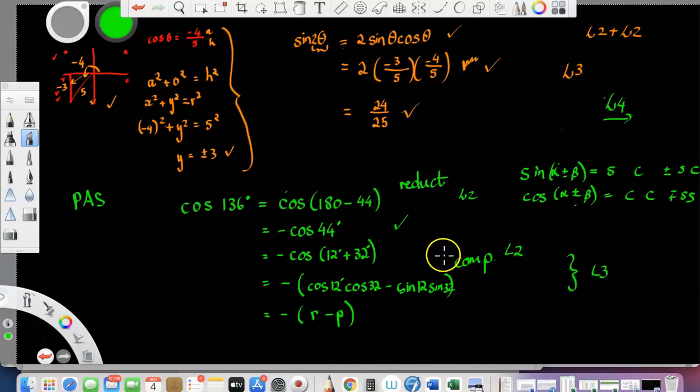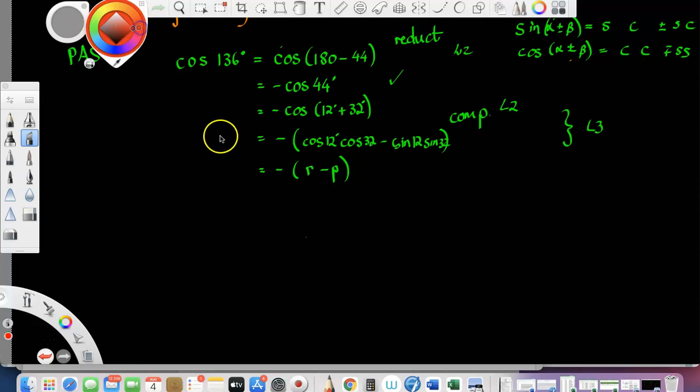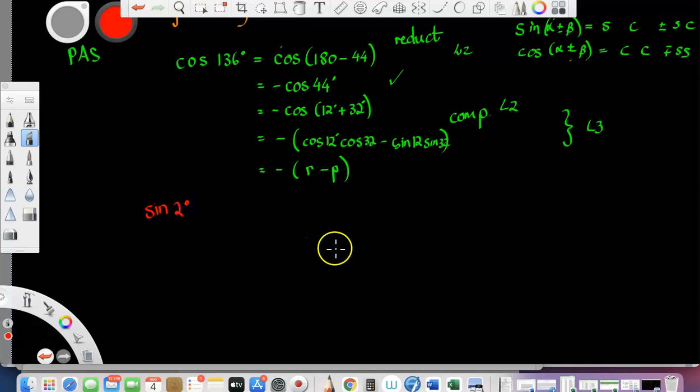If we now go to the next one, it has sine of 2 degrees. Now here is definitely a little bit of problem solving, because how does 2 relate to 44? Well, sine of 2 is cos of 88.